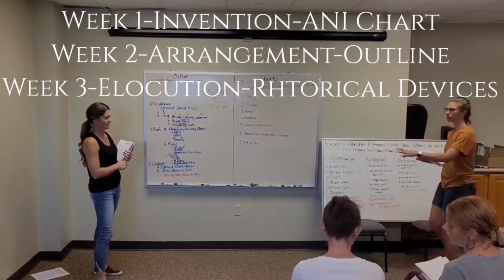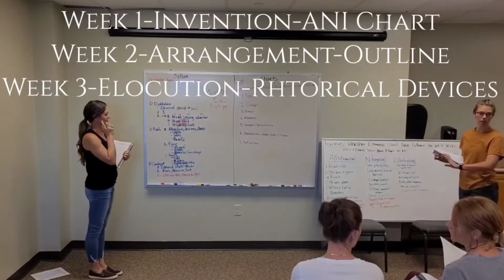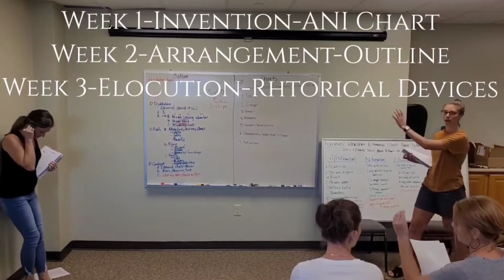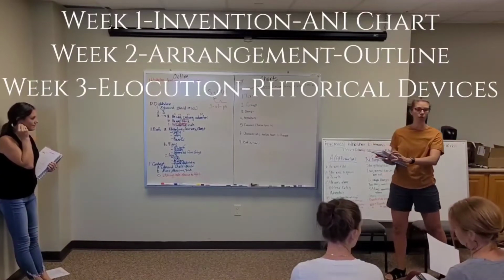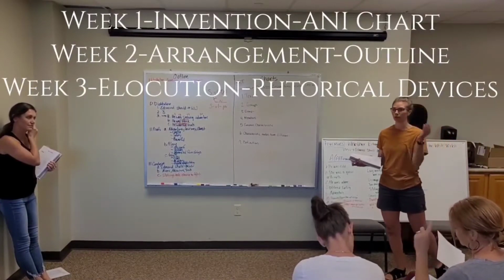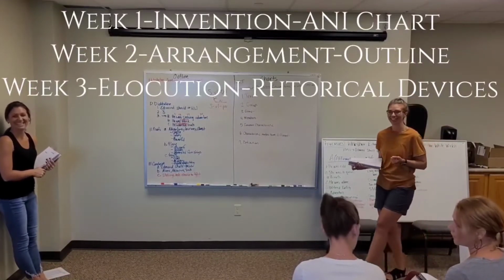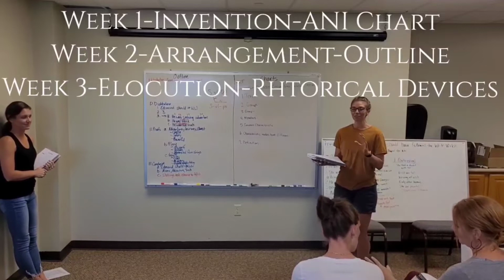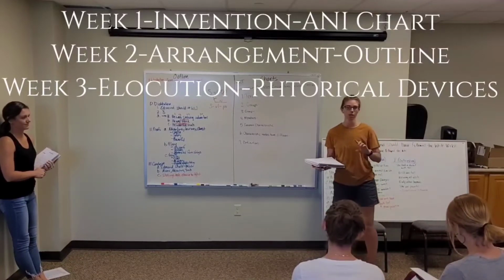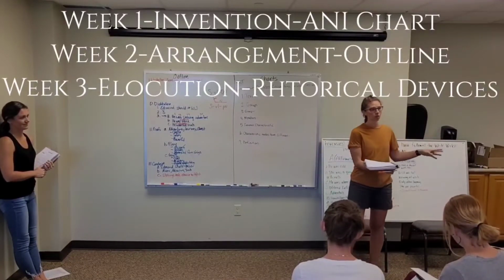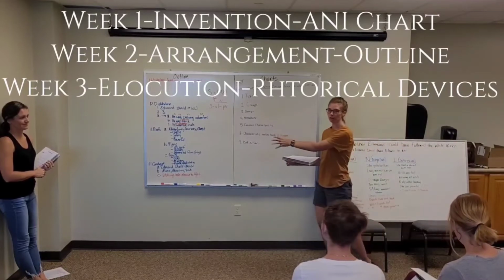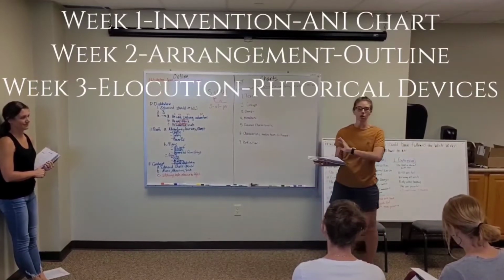Invention elements always go into the Annie chart. The arrangement elements always go into your outline. And the elocution elements will always go into your final paper. Yeah, seriously, because I want to write it down. Okay, so the invention elements, what we did the first week, always go into the Annie chart. Arrangement elements always go into your outline. Elocution elements always go into the final paper.